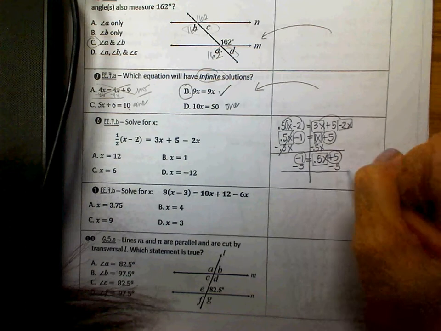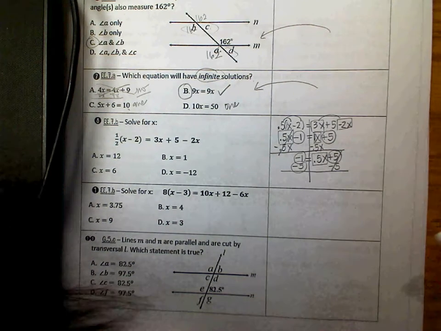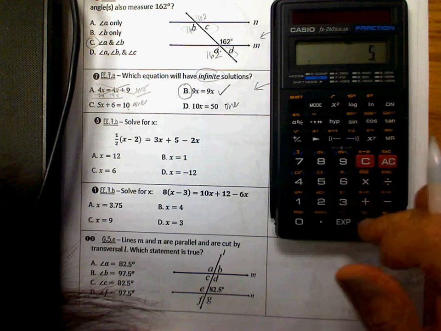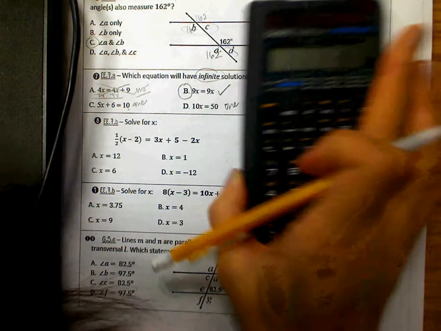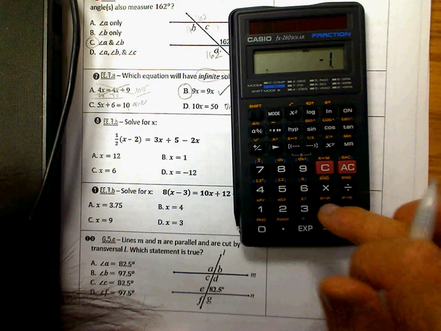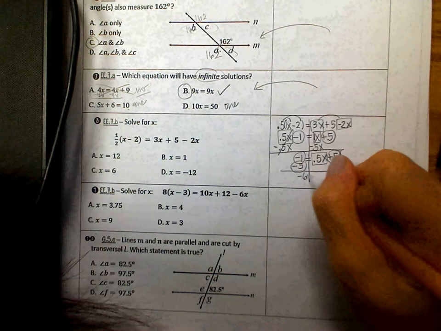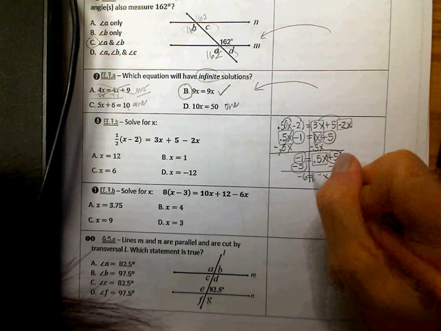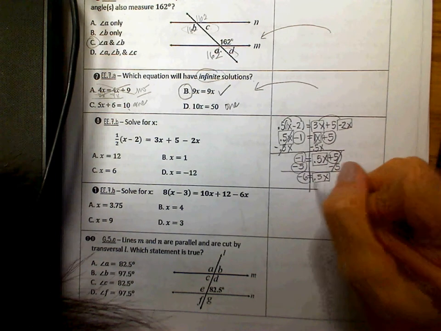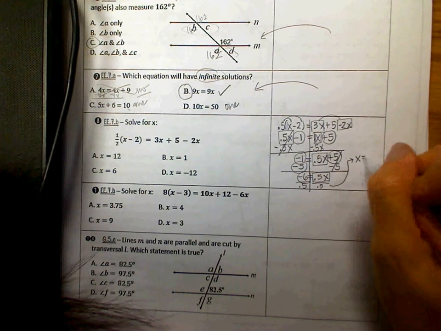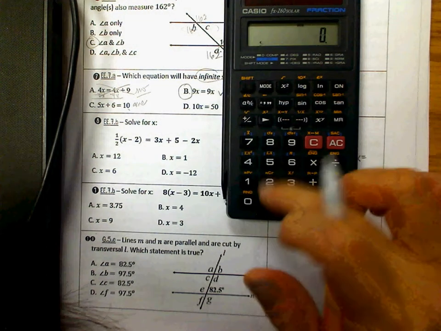And if you do this, just to be safe, 1 negative minus 5 is equal to negative 6. Or you can put 1 negative plus 5 negative, but you should still get negative 6. So negative 6 equals 0.5x, and you divide each side by 0.5. So negative 6 divided by 0.5 should equal negative 12.